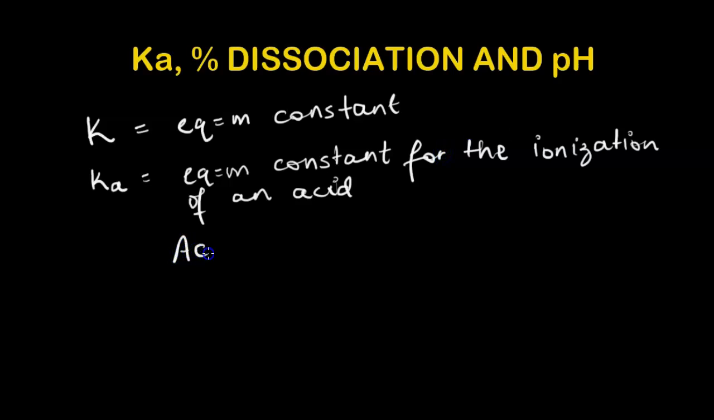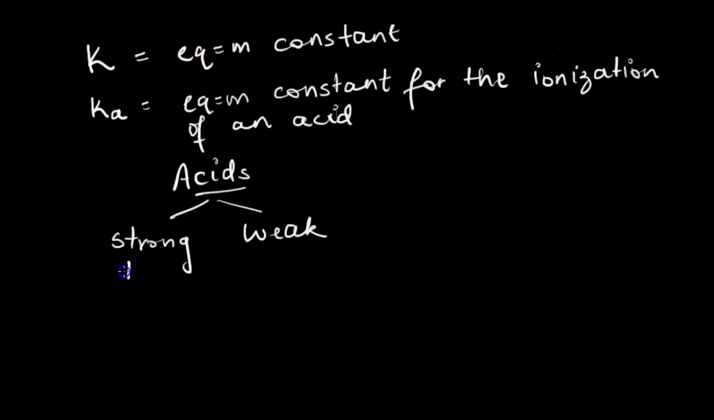Now, acids are always of two types. One is strong acids and one is weak acids. If we consider an example of a strong acid such as HCl, HCl would completely break off to give us H positive plus Cl negative. This is called dissociation of an acid. Because it's a strong acid, this is the dissociation of a strong acid.